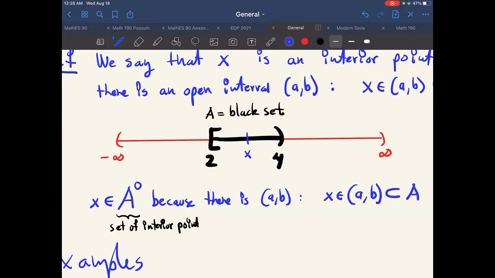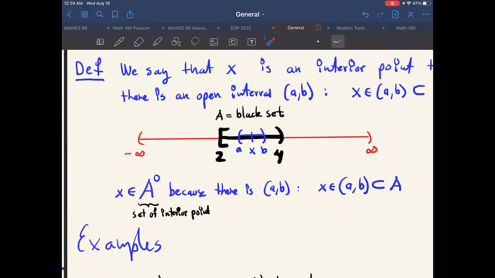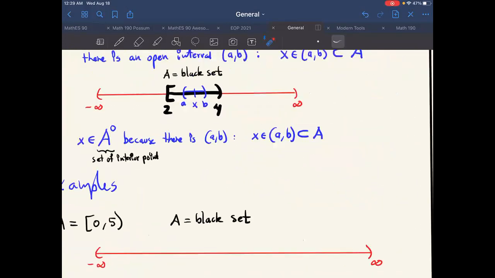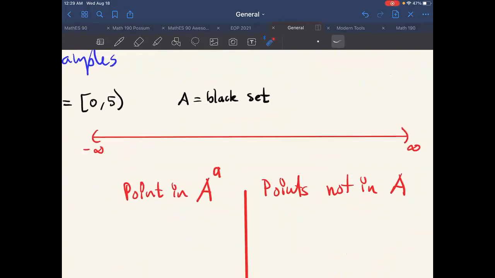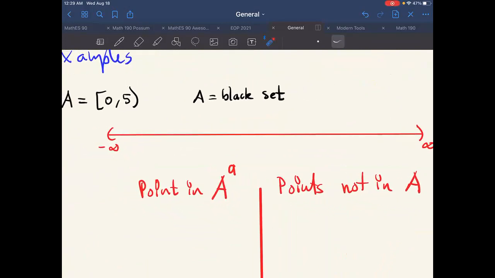Take a look. Where are a and b in my picture? Where is little a and little b? Here is little a, and here is little b. x is inside (a, b), right? And that (a, b) is inside my black set A. So that's why x is an interior point. Let me give you another example.